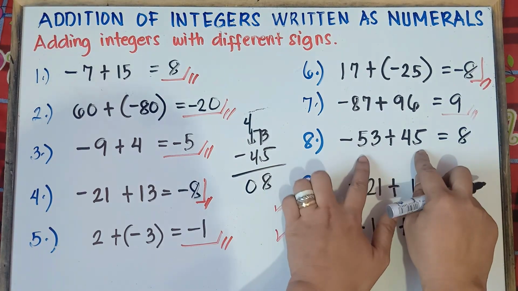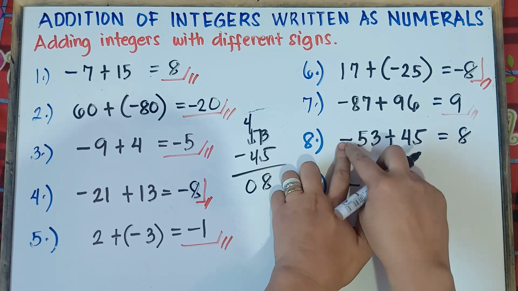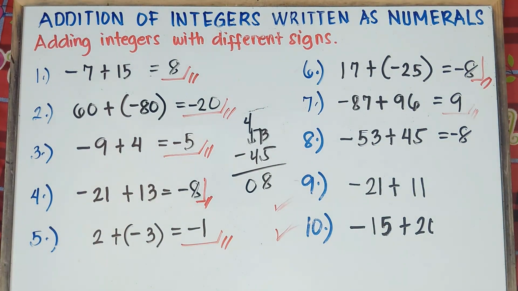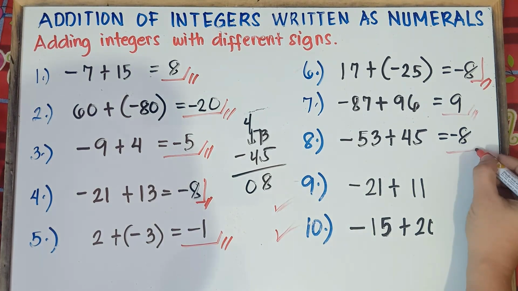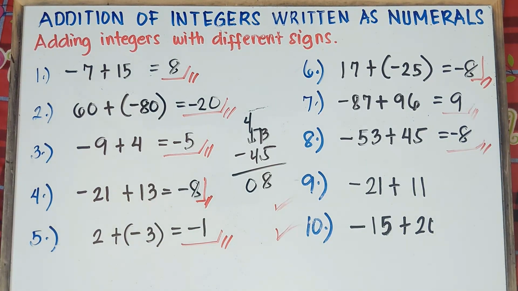So 53 is greater than 45. We copy the sign of 53, which is negative. That's it, that's the answer with regards to example number 8. Our answer is negative 8.